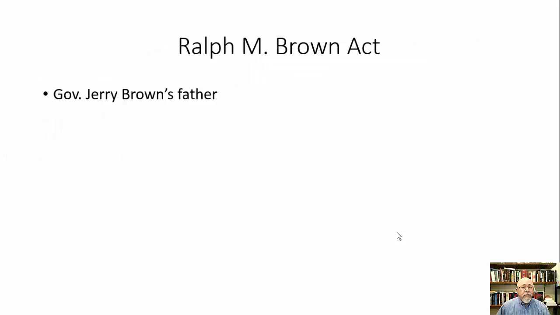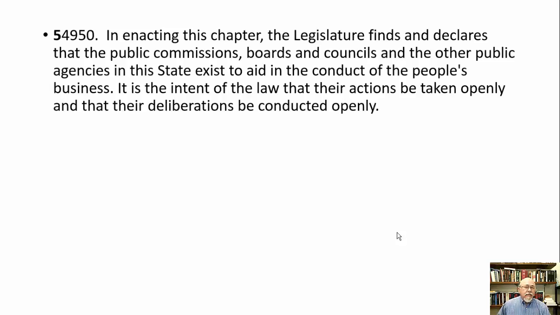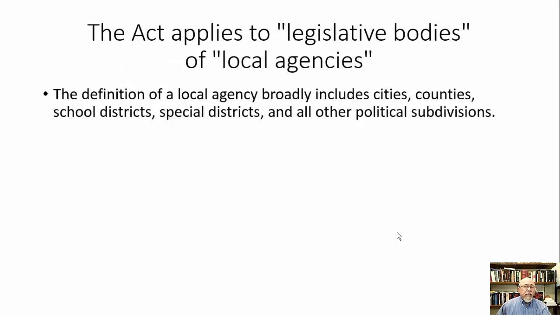Now let's talk about the Ralph M. Brown Act. Not Governor Brown, but the other Governor Brown, Governor Jerry Brown's father. So the legislature says that these public entities exist for the benefit of the people, and so they must operate openly so that people can see what they're doing. It applies to legislative bodies of local agencies, so a city, a county, district, school districts, special districts, other political subdivisions, they're all covered by the Ralph M. Brown Act.